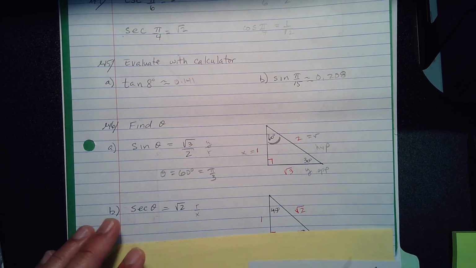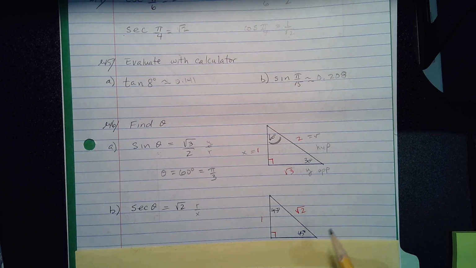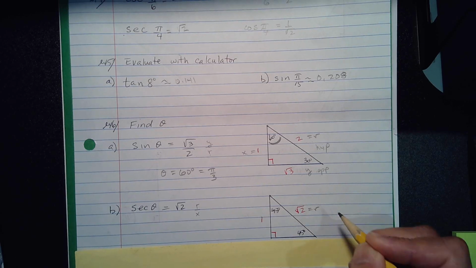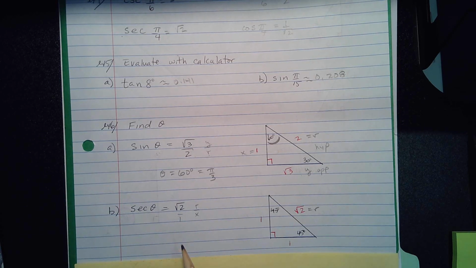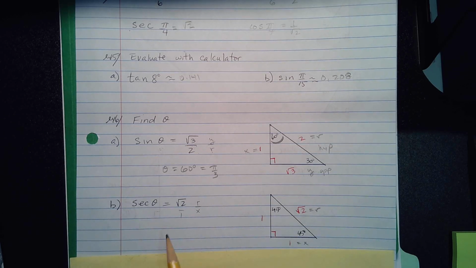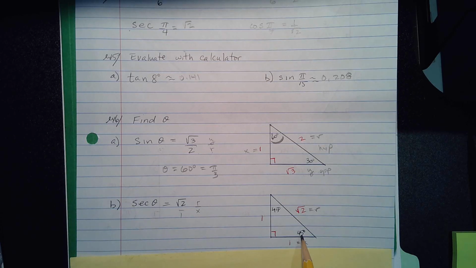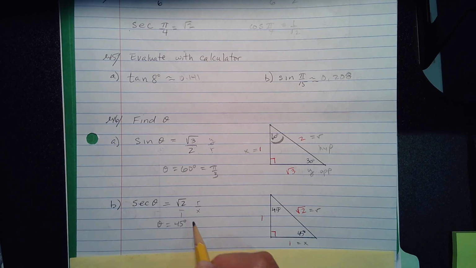All right, let's look at secant theta. Secant theta is r over x. So secant theta is r over x. Well, we know this is r, and x, let's see, we can think of this as our x, because here's a 1 here. There's an invisible 1. So either one can be x. Let's just make this x. Well, if I say secant is r over x, that means theta is 45 degrees. And that is equivalent to pi over 4.